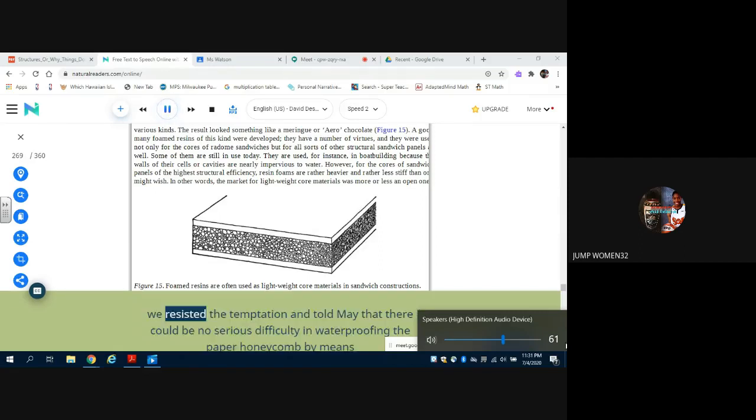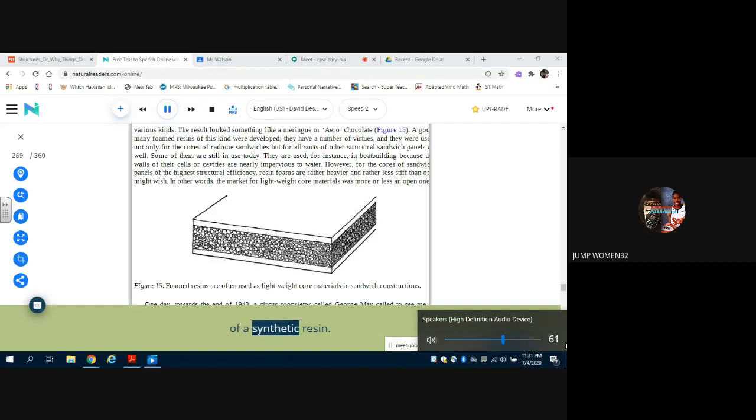However, we resisted the temptation and told May that there could be no serious difficulty in waterproofing the paper honeycomb by means of a synthetic resin. This was exactly what we did, Figure 16.